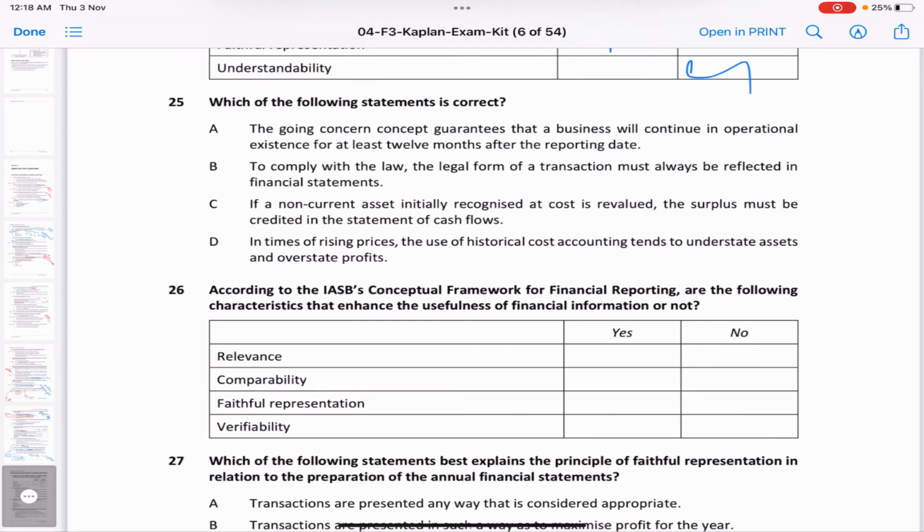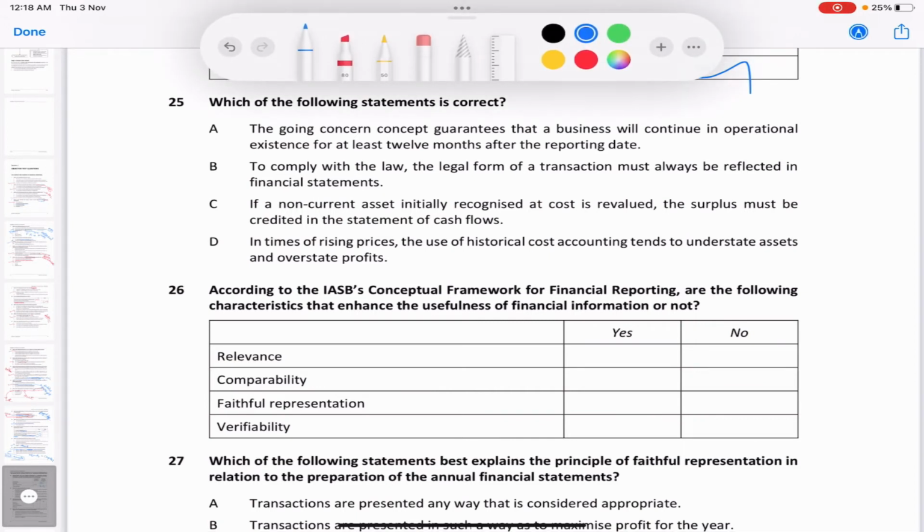The going concern concept guarantees that a business will continue in operational existence for at least 12 months. No one ever talked about 12 months. The going concern concept guarantees that the business will go on for a foreseeable time period. And the last 12 months term has never been mentioned in the definition, so this is not correct.